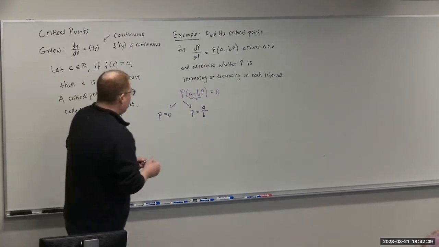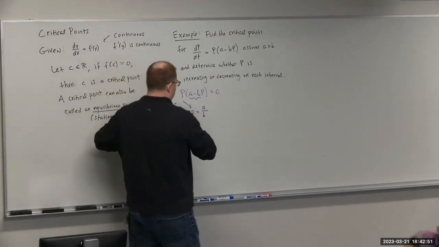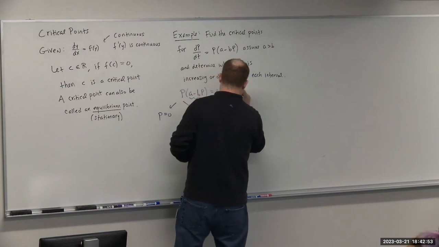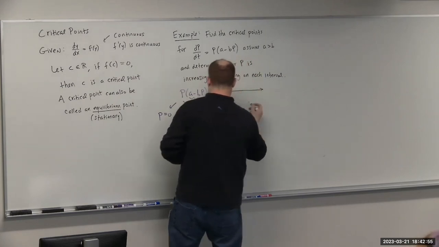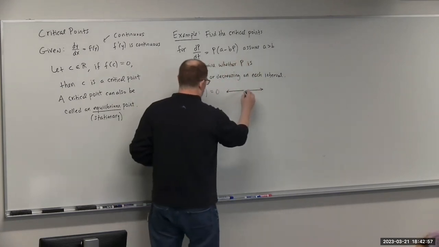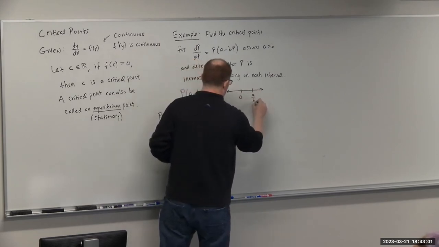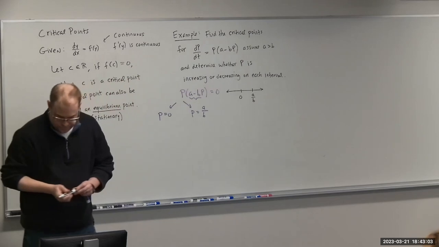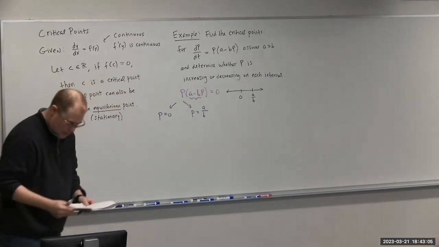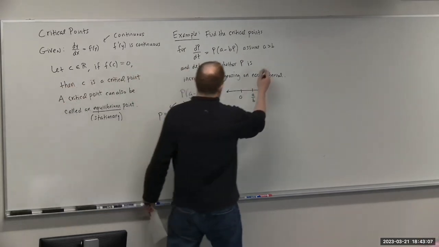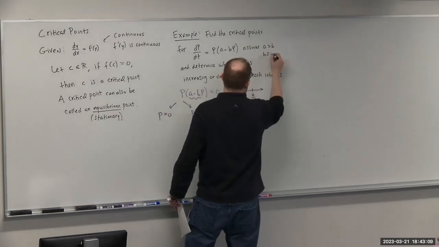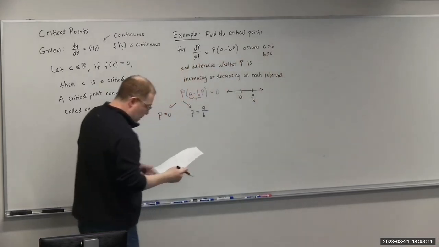What we're going to do now is put these on the number line. Let's say here's zero, and here's A over B. We also need to make an assumption here that B is strictly bigger than zero.